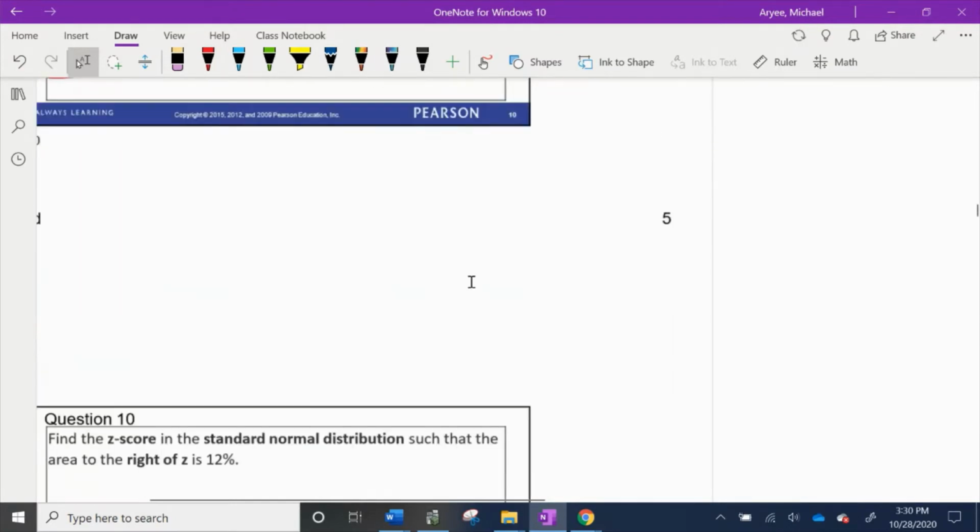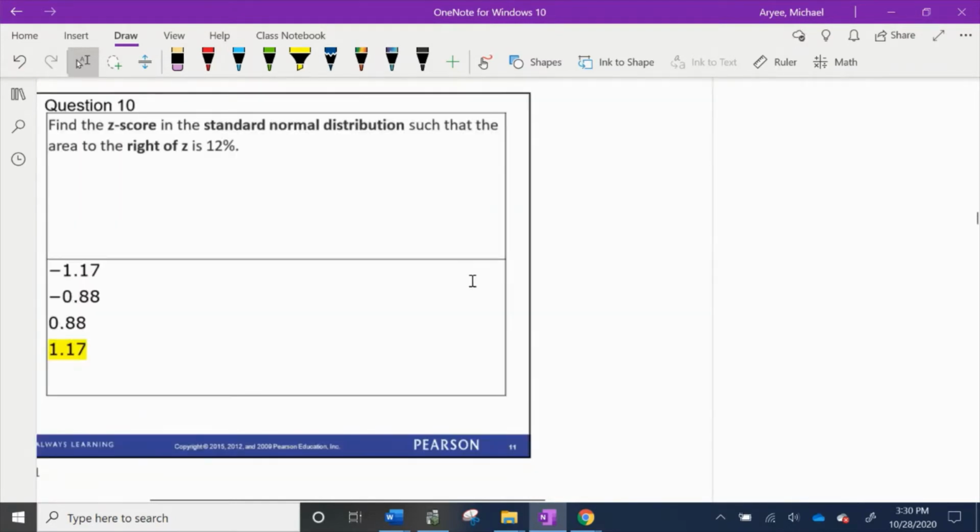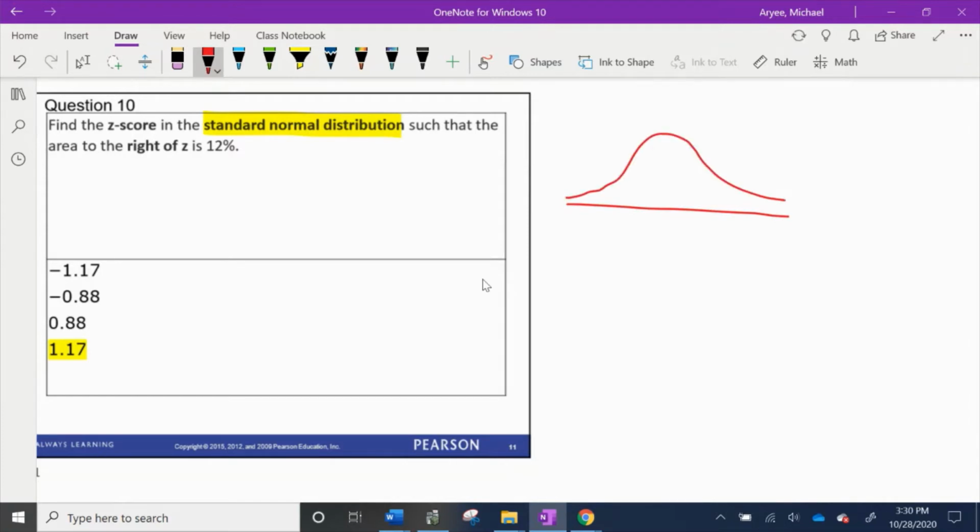Okay, let's go to the next question. Question 10. That is a little interesting question. It's in standard normal, so that's good. So draw the bell curve. When you see to the right or left, always draw the curve, right?